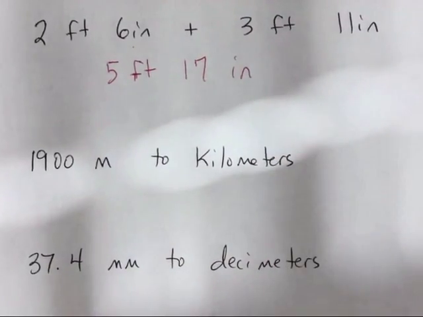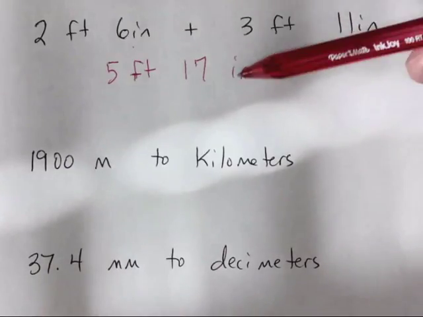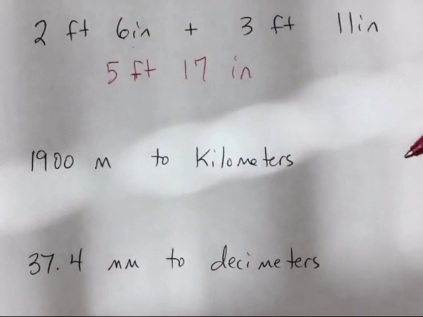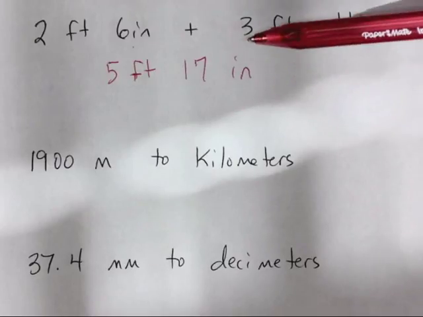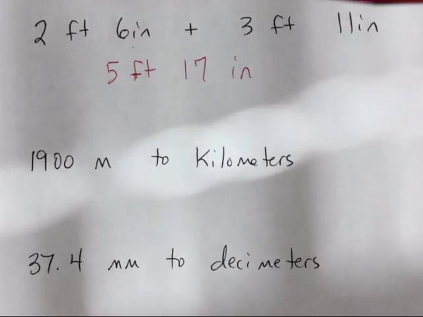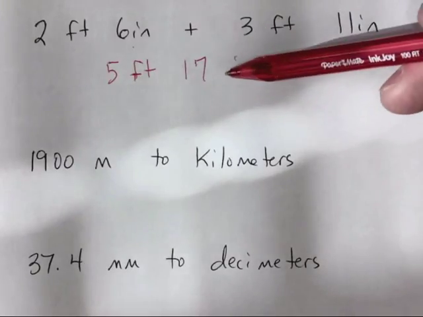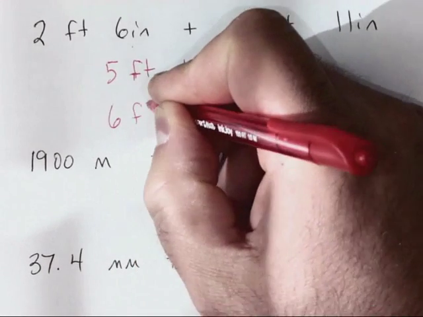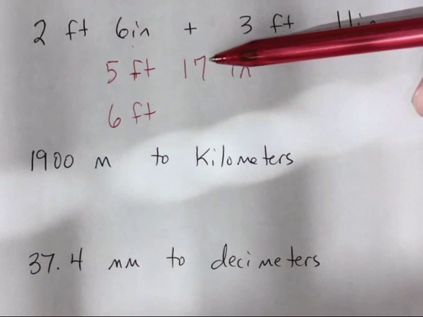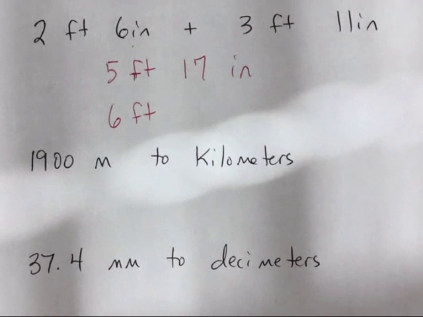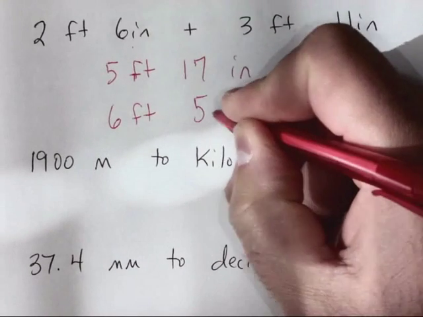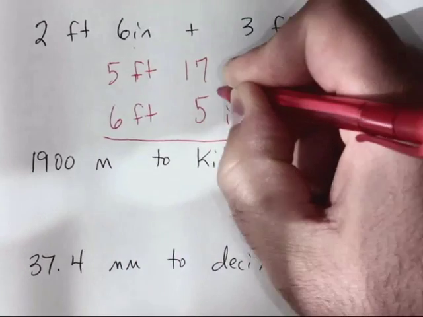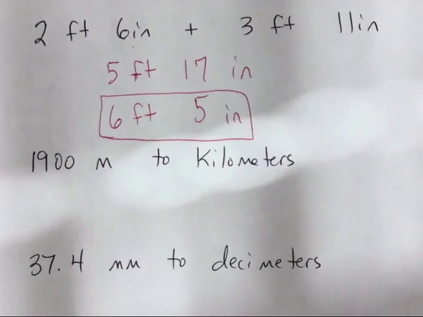However, there's something wrong with that answer, right? And what's wrong with it is I have more than 12 inches here, so I can make another foot. So if you can convert some of these inches over to feet, you want to do that. So 12 of these inches can go over to make another foot. So then that makes it 6 feet, and then of course if I take 12 from the 17 here, that's going to leave me with 5 inches left over. And this is the appropriate answer.